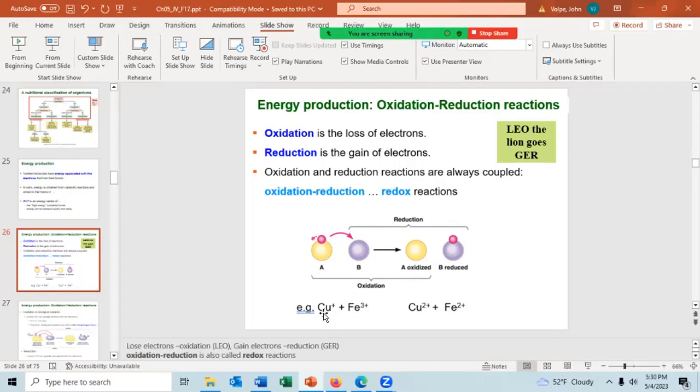An exact example of that is when copper, I guess copper +1, and iron +3 react with each other. Then copper loses an electron and becomes copper 2+, meaning 2 positive charges. The iron gains an electron and then changes from iron 3+ to iron 2+. Any question about that?